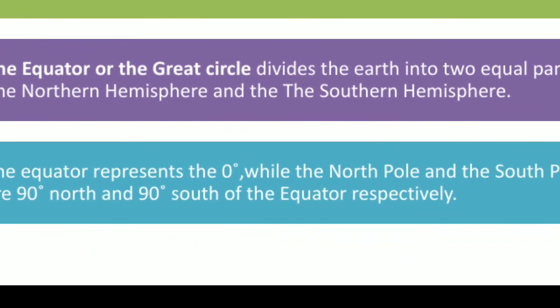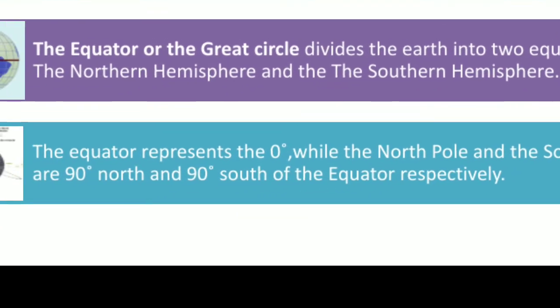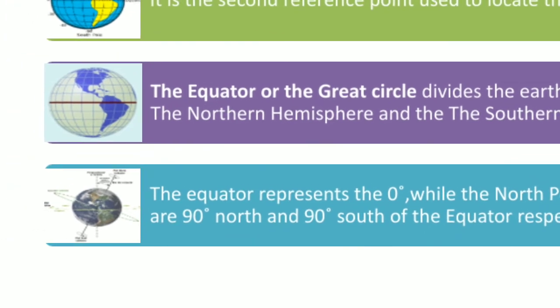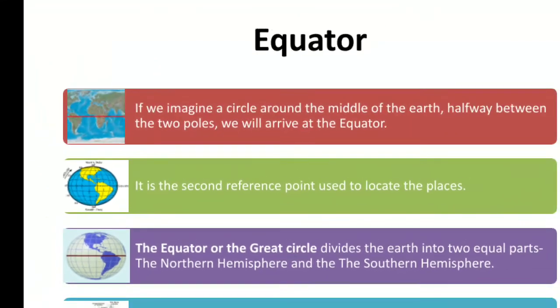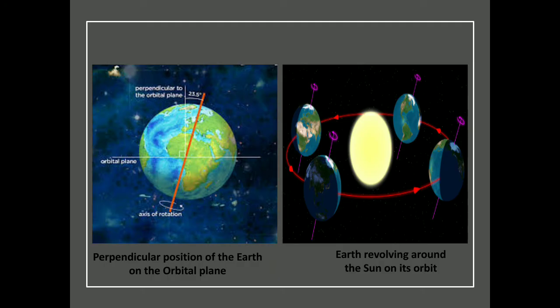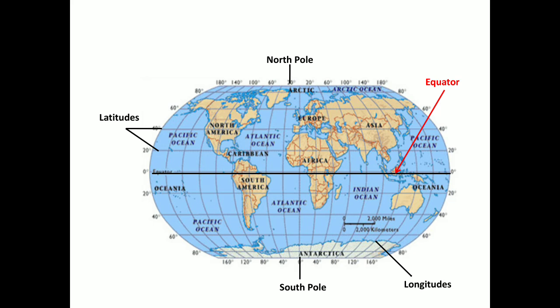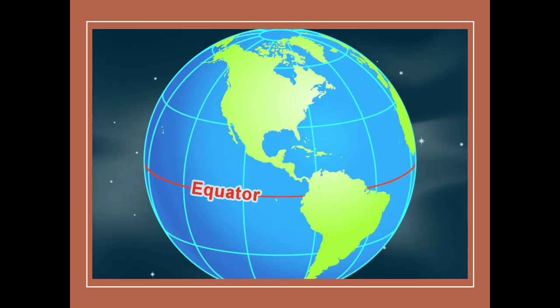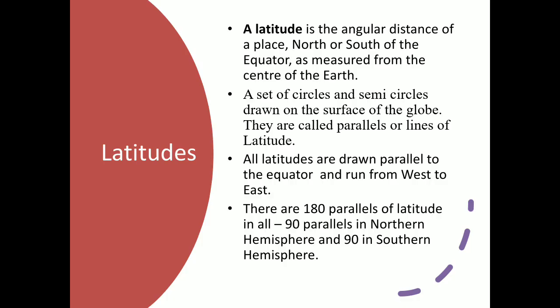The equator represents 0 degree, while the north pole and the south pole are 90 degree north and 90 degree south of the equator respectively. You know this very well, and we can even see this in the last slide. So this is the north pole, which is 90 degree to the equator, and this is the south pole below, which is 90 degree to the equator, and the equator is at 0 degree. So this is how you can correlate it. Fine. So this is the equator which divides the earth into two equal halves.